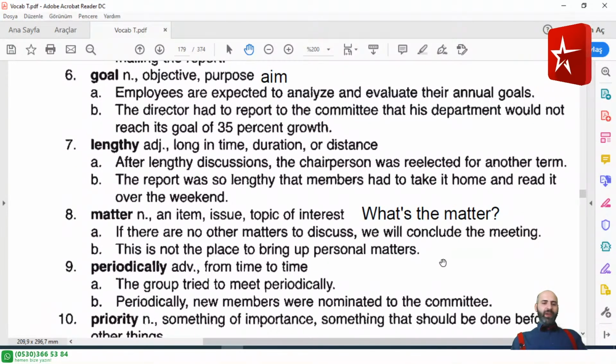Word number 9 we have got over here, periodically. Periodically, it means from time to time. For example, if we are talking about newspapers or magazines, they come out periodically. They come out every month or every week, so it is periodically. Sentence A says the group tried to meet periodically, and B says periodically new members were nominated to the committee.